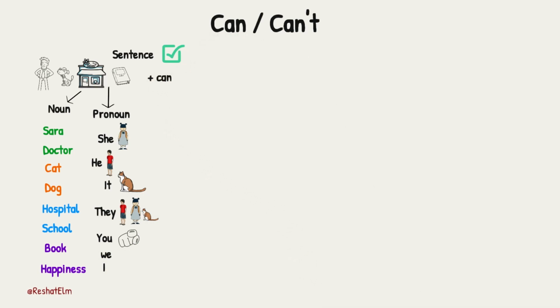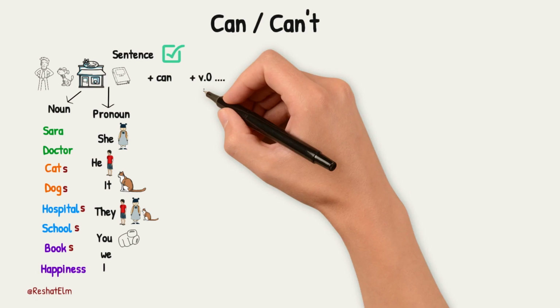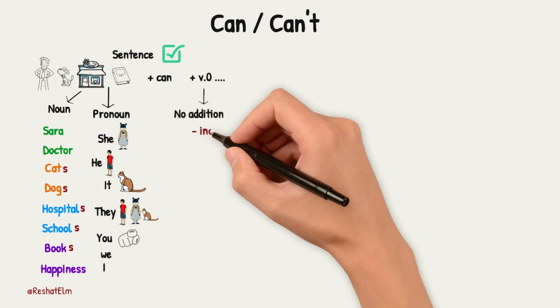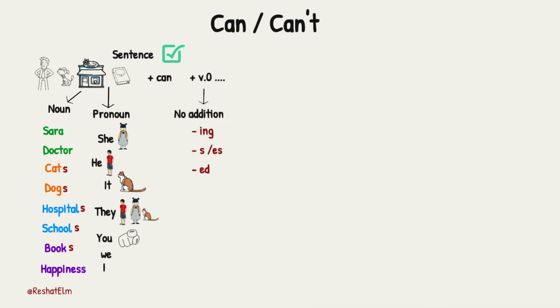The helping verb can and can't don't change the form because of the subject. So, if the subject is singular or plural, we're talking about one thing or more than one thing, can is the same. The auxiliary verb can comes before the main verb, and the main verb has to be the base verb, verb 0, with no additions. What are the possible additions to the verb? No ing, no s, no es, no ed.